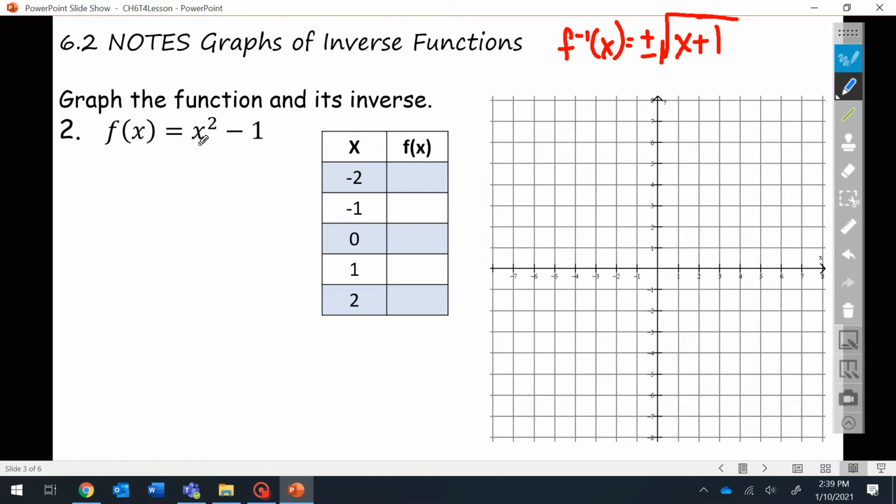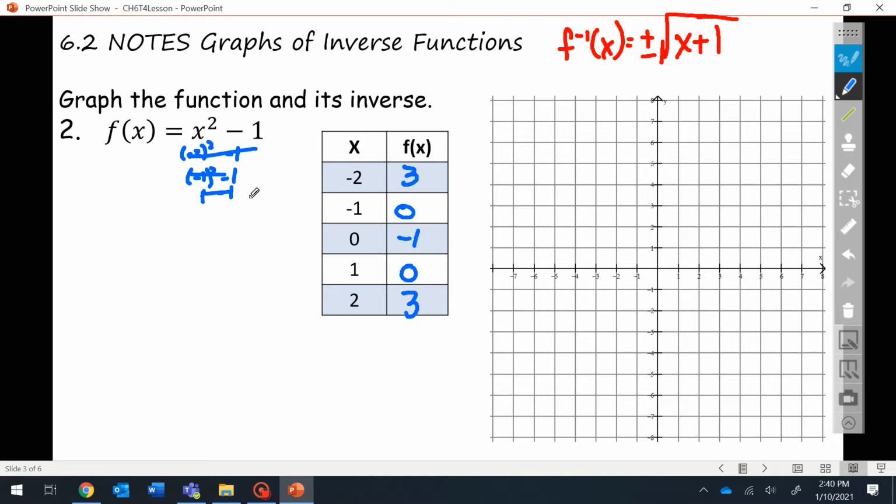So I'll plug in negative 2. Negative 2 squared is 4. 4 minus 1 is 3. I'm going to plug in negative 1. Negative 1 squared minus 1. Negative 1 squared is 1. 1 minus 1 is 0. Let's plug in 0. 0 squared minus 1, negative 1. Plug in 1. 1 squared is 1, minus 1 is 0. And plug in 2. 2 squared is 4. 4 minus 1 is 3.